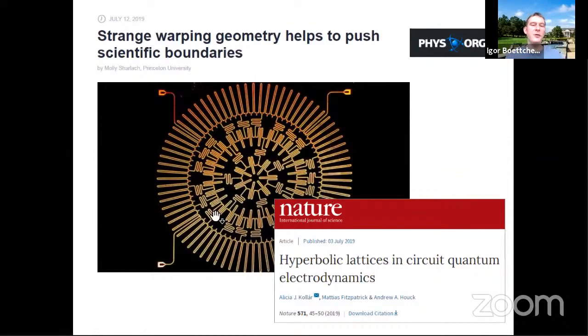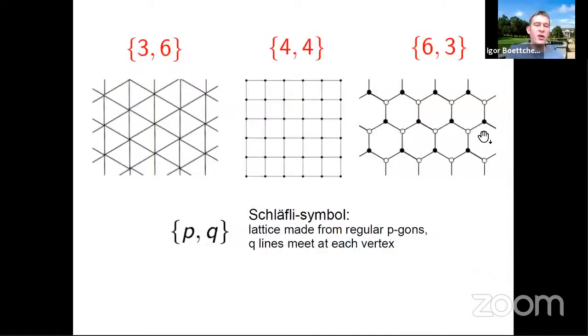So let me tell you a little bit about what hyperbolic lattices are. Then I'm going to tell you how we made a little continuum approximation to capture some physics of these experiments. So let's talk about hyperbolic lattices to begin with, and maybe let's recall what lattices you might know. Well, lattices we all know in the plane are, for instance, the square lattice shown here, or the honeycomb lattice, or the triangular lattice.